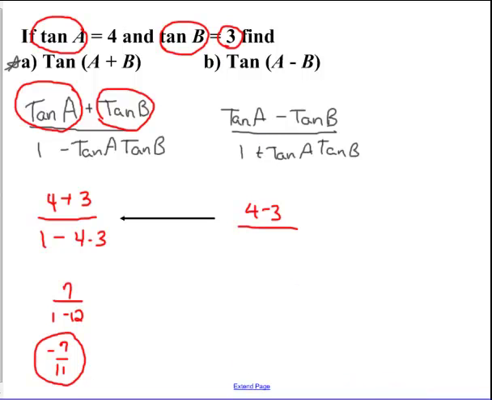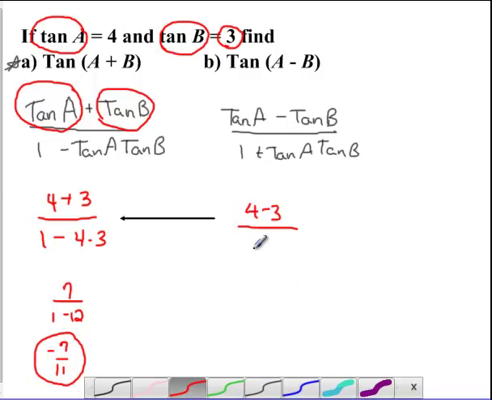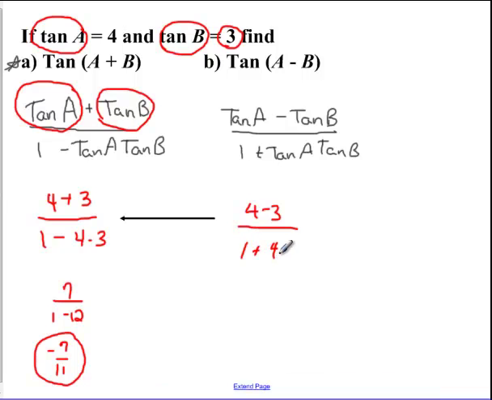And on the bottom, it's 1 plus 4 times 3. And again, we can figure that out. 4 minus 3 on top is 1. 1 plus 12 on the bottom is 13. So that's what they're testing you on in Algebra 2. Can you tell the difference between these two tangent formulas?